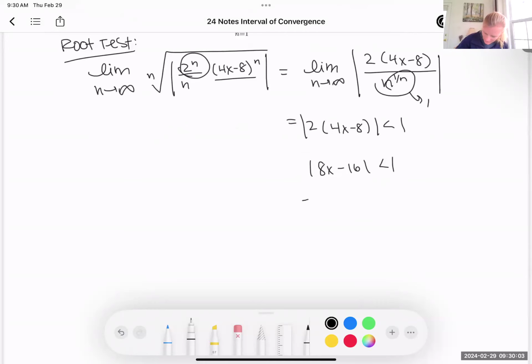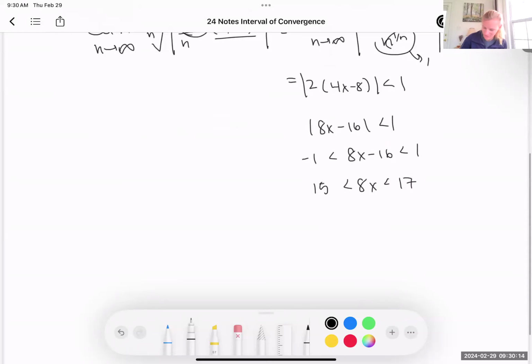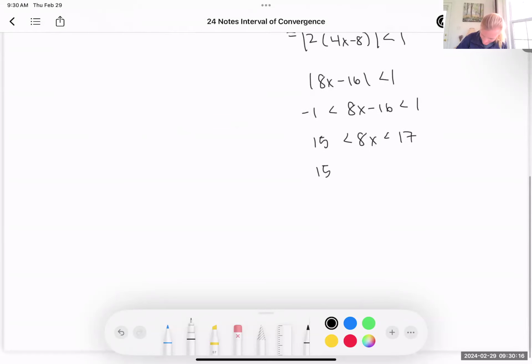Let's rewrite this as -1 is less than 8x minus 16 is less than 1. Add 16 to all sides, so we get 15 is less than 8x is less than 17. And we divide by 8, so we get 15 over 8 is less than x is less than 17 over 8. Phew. Okay, that's a lot of algebra.